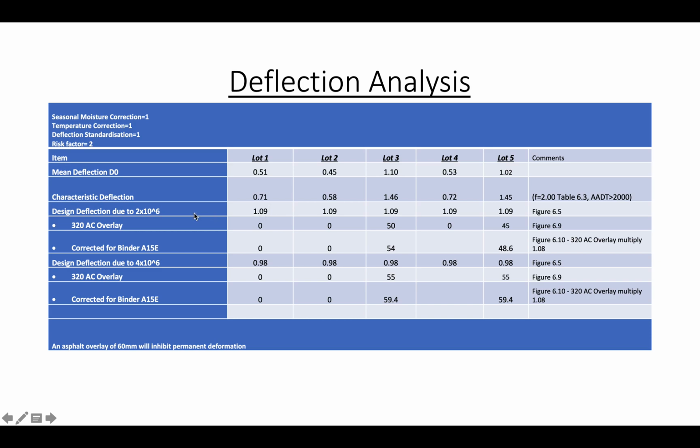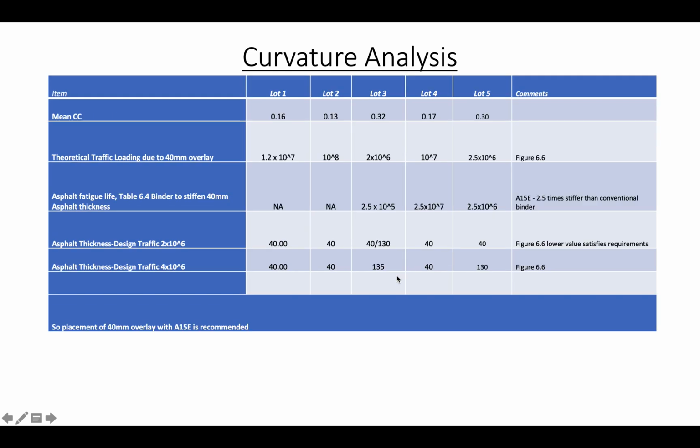So you can see the design deflection is higher and the characteristic deflection is lower, so we don't need any overlay, and it's almost the same until you come to lot 3 and lot 5, and there's some overlay required. We'll go to curvature analysis.